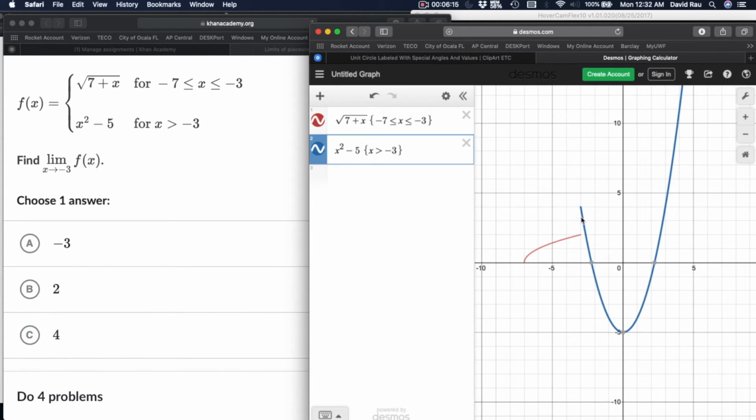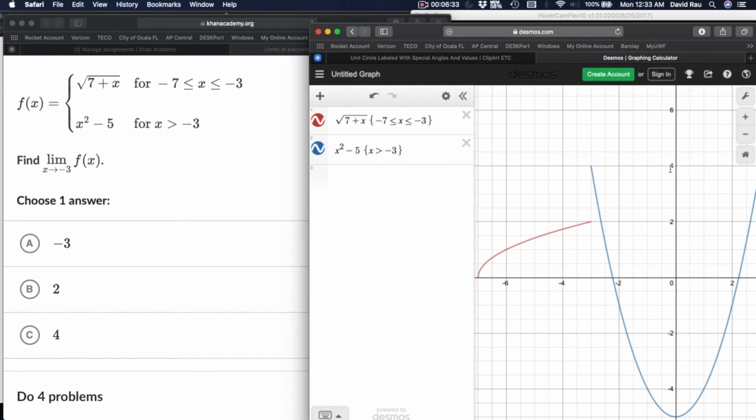Technology won't show you holes unless you're very specific with them. You can see there is an open circle on the blue. Just kind of reviewing how piecewise functions work. Hopefully that makes sense. But the idea is, if this were a graph on Khan Academy, what's the limit as you approach -3? Well, the limit clearly does not exist because from the left in the red, you're approaching 2. From the right in the blue, the right side of -3, you're approaching 4. And since 2 and 4 don't agree, you would say the limit does not exist.